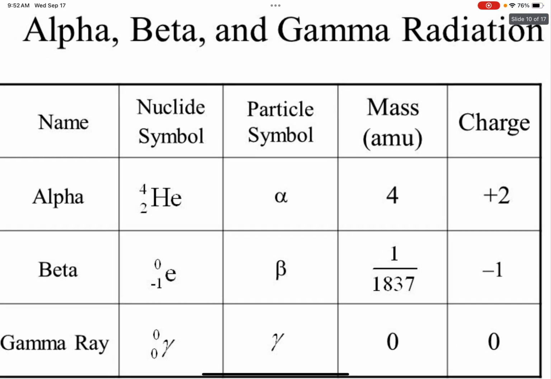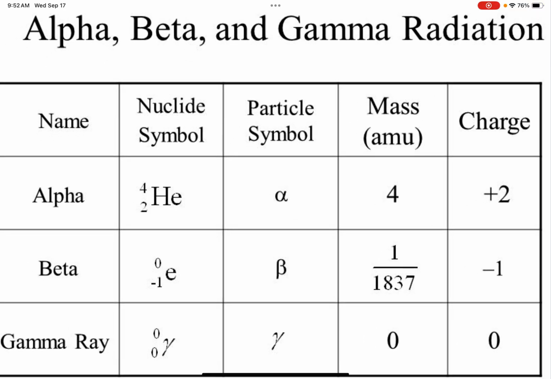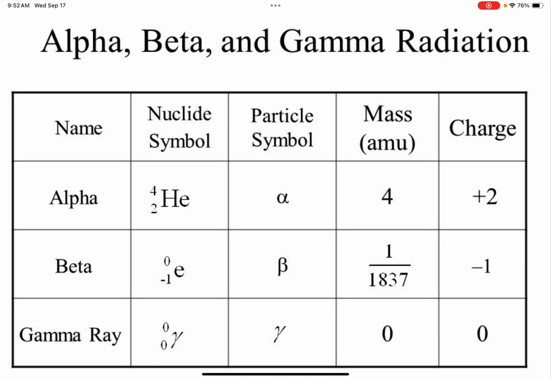Here's our symbol. I meant to activate my pen so I could draw on this, and then I forgot, so pardon me for that. But we have a helium atom, that's how you write it, and then we write it in isotopic notation. So our mass of helium is 4, and our atomic number is 2.